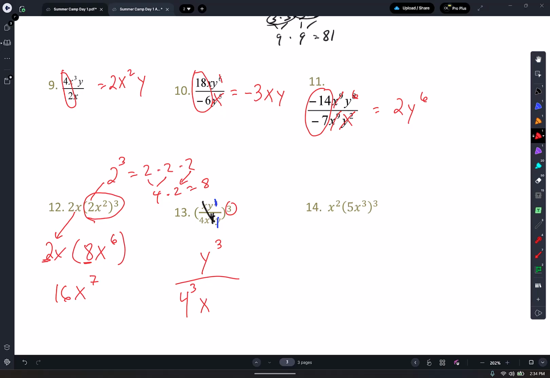Not the third. That's x to the 4th to the 12th. And that's it. So let's simplify the 4 to the third. Y cubed over 4 times 4 is 16. And 16 times 4 is 64.